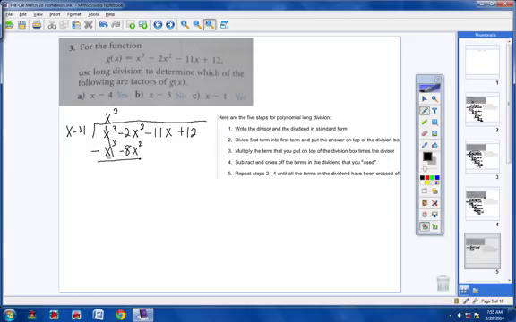These cancel. Negative 2 minus a negative 8 makes it a positive 8. That would be 6x squared. Bring down your negative 11x and your positive 12. Divide first term into first term and you'll get 6x. 6x times x is 6x squared. 6x times negative 4 is negative 24x. Alright.